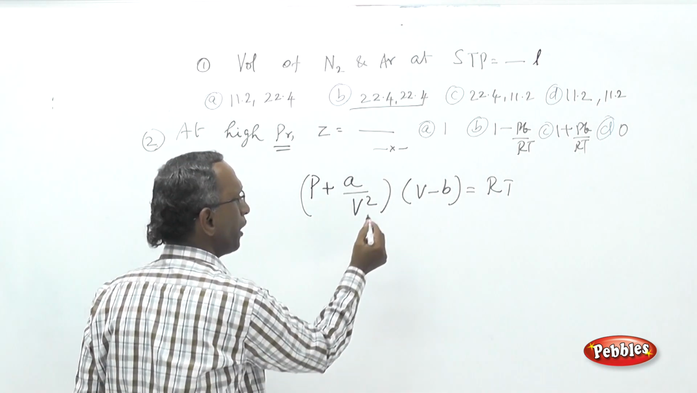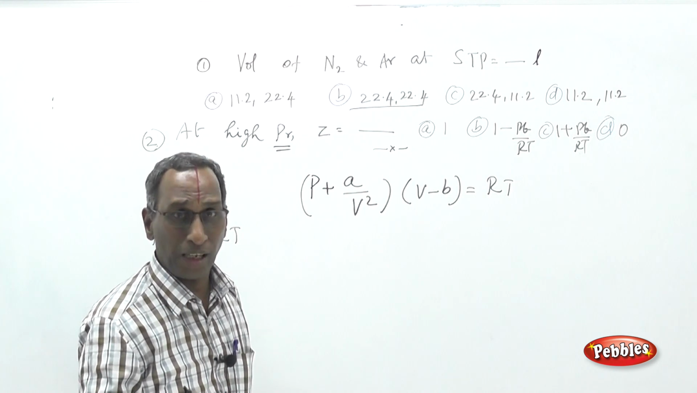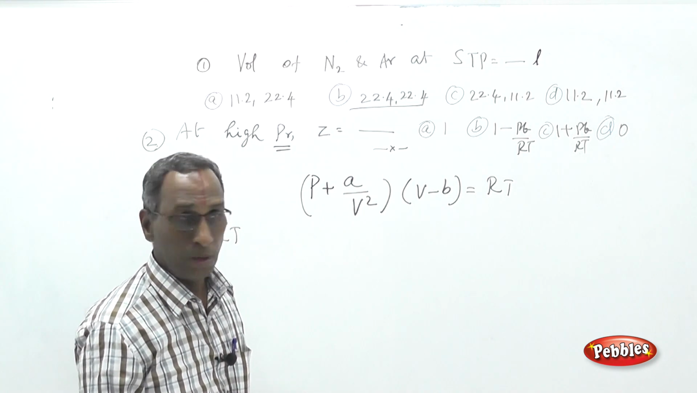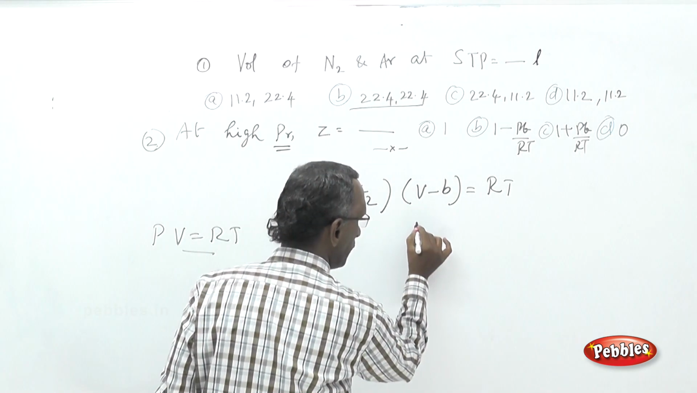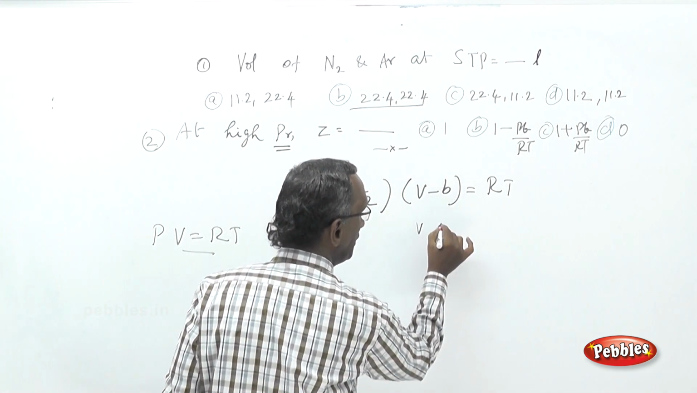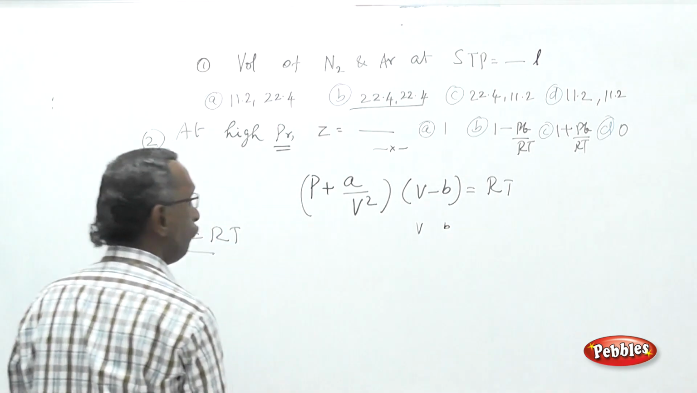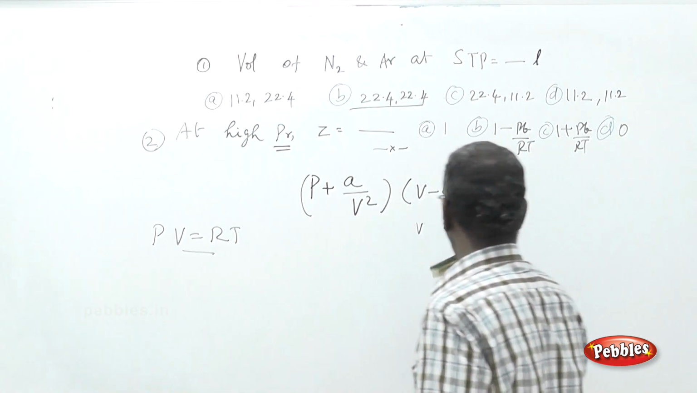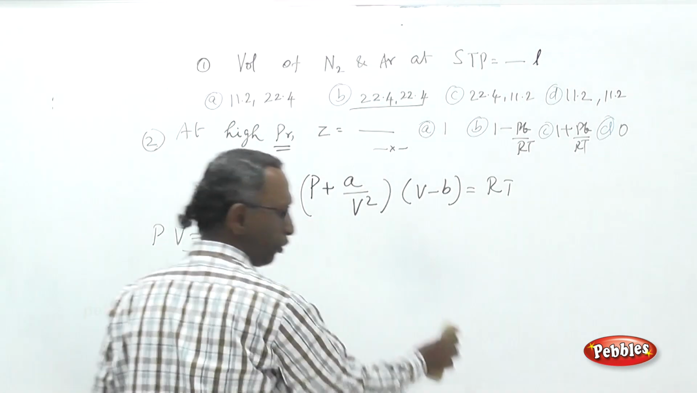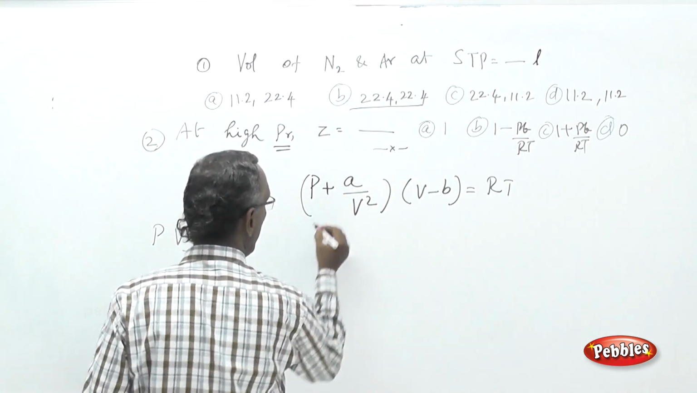At high pressure the volume is very low; Boyle's law will definitely be obeyed for any gas. Volume is low, which means you cannot discard b. b is not negligible compared to V. But at high pressure, the pressure is very high, so a by V squared is considered negligible. Let us illustrate with an example.